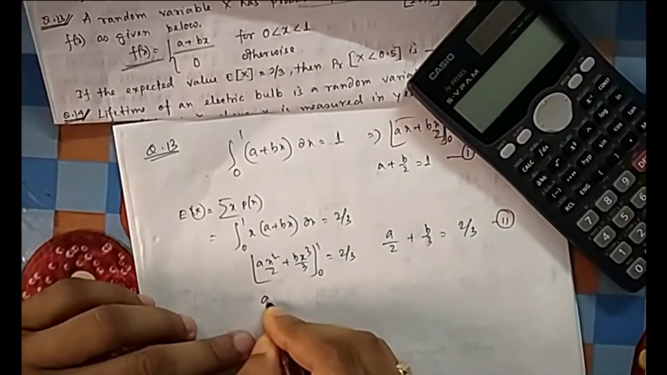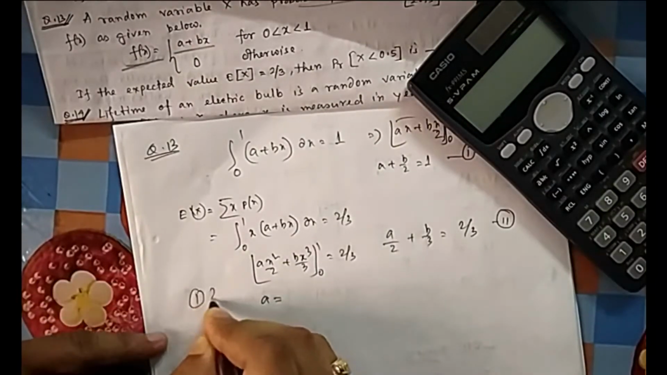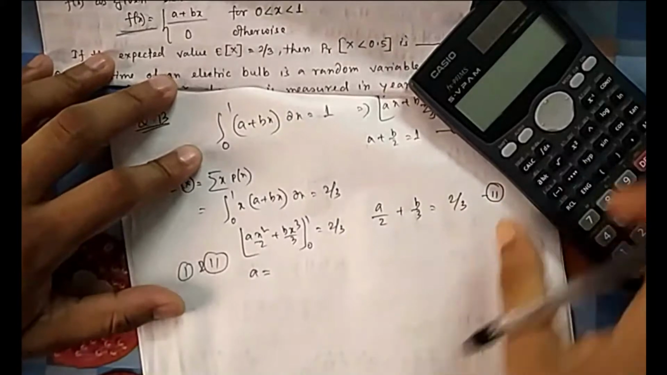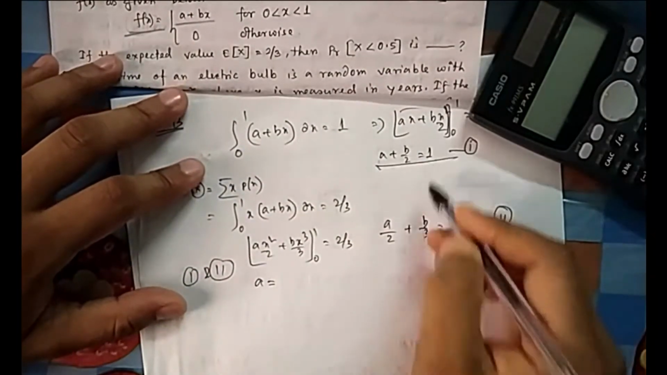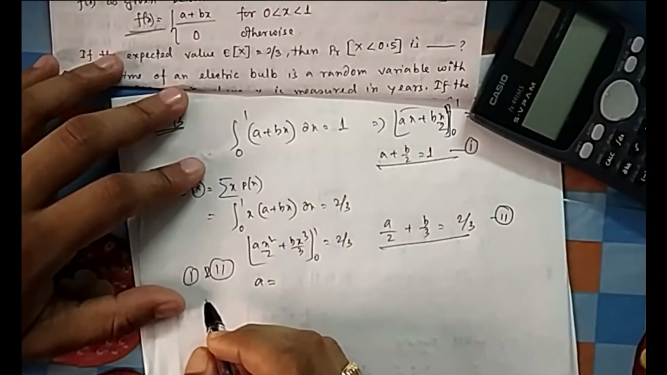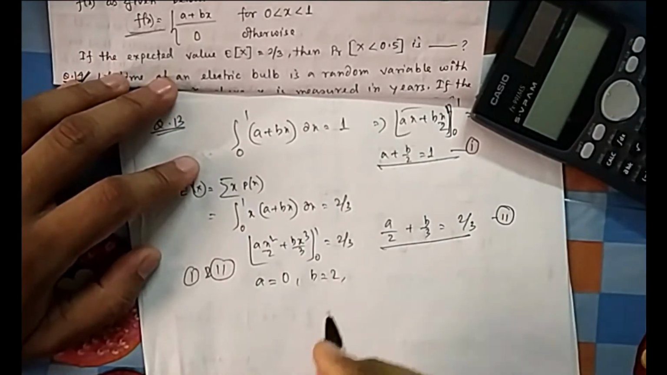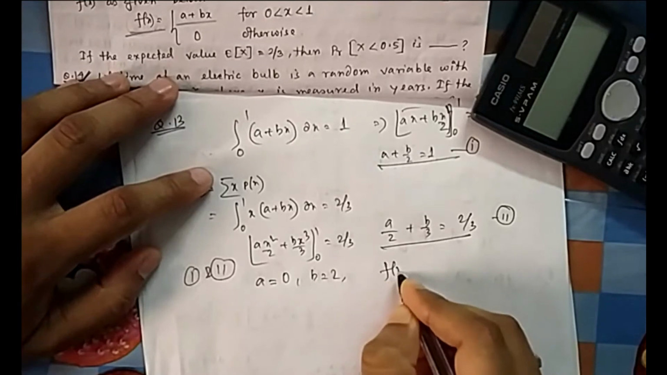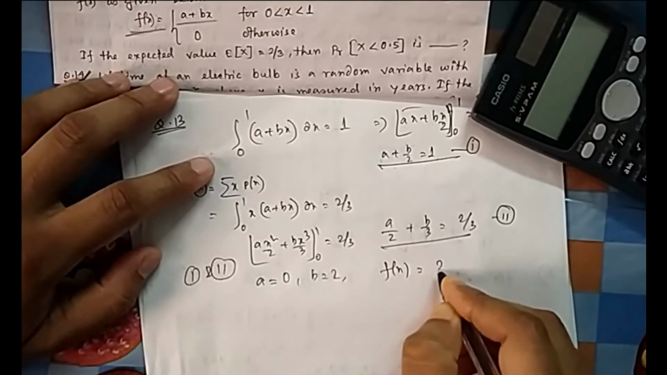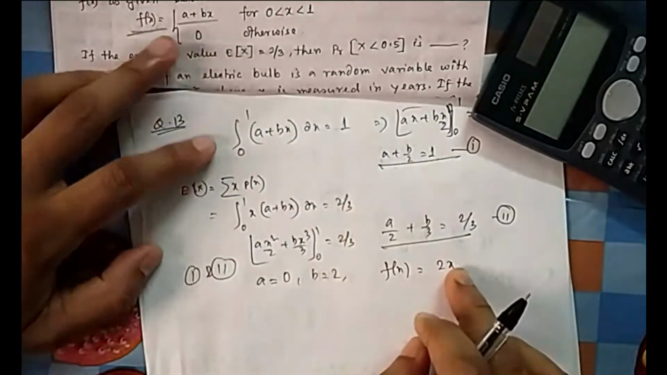Solving equations 1 and 2, I am not solving it here, you just simplify and solve this equation and this equation. If you solve it, you will get a equal to 0 and b equal to 2. That means your fx is now becoming only 2x. 0 plus bx, that means 2x.